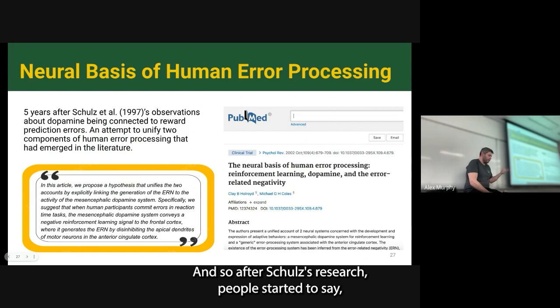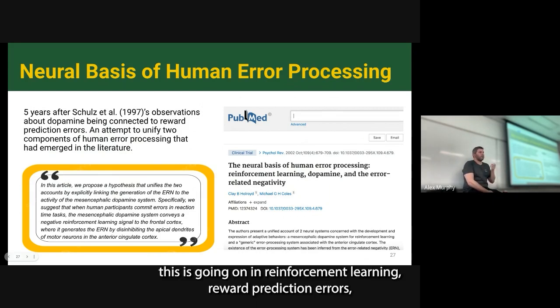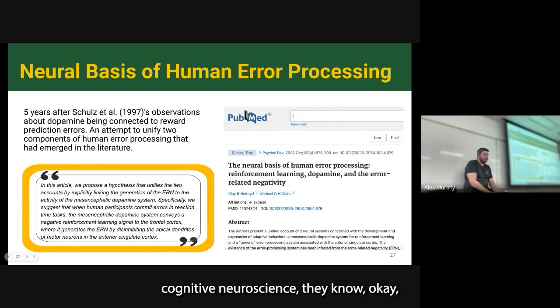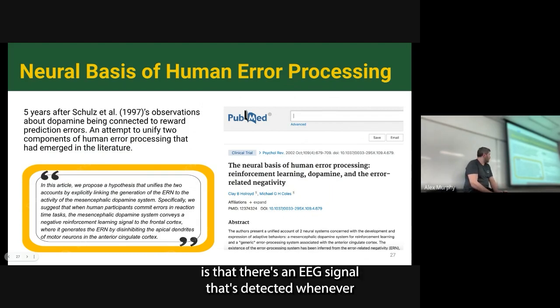And so after Schultz's research, people have started to say, okay, we actually think this is going on in reinforcement learning, reward prediction errors, dopamine system. But then the people who are more interested in the cognitive neuroscience, they know, okay, we are aware of quite a lot of monkey research in the 70s and leading up to research in the early 2000s that there's an EEG signal that's detected whenever a participant knows that they've committed an error.